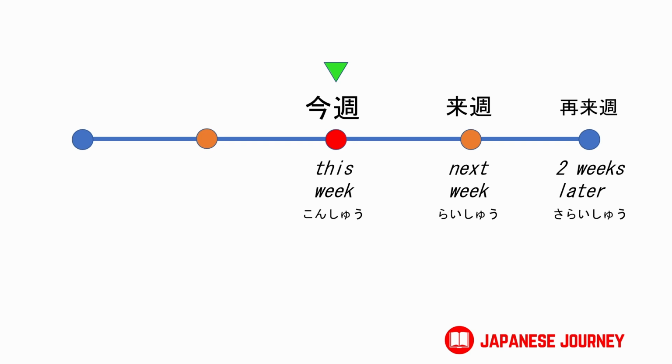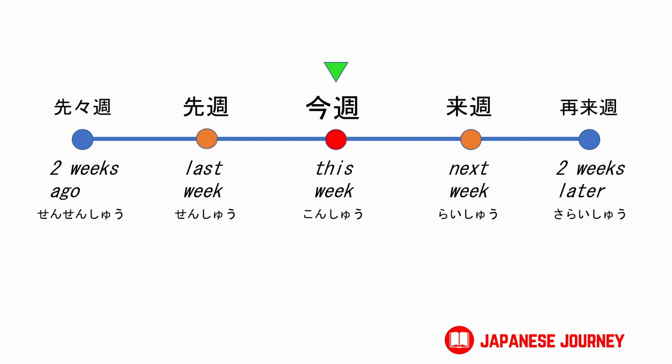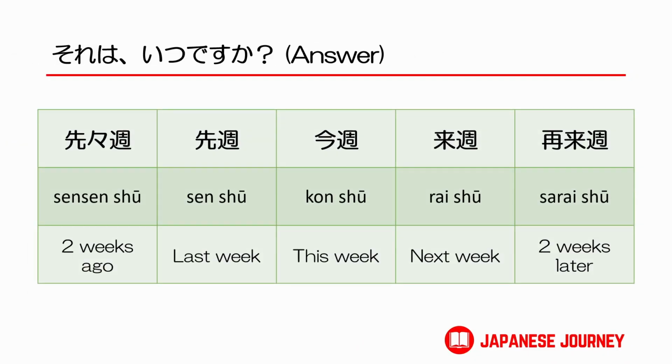Let's turn back in time and go into the past. 1 week into the past is called 先週, while 2 weeks in the past is called 先々週. This is the summary of what we have just learned. Again, if you like to practice more, please click on the link to our Japanese calendar practice drill video on the top right corner.